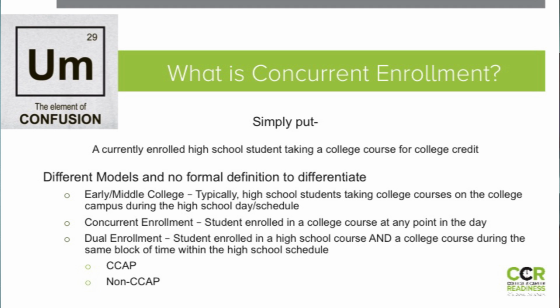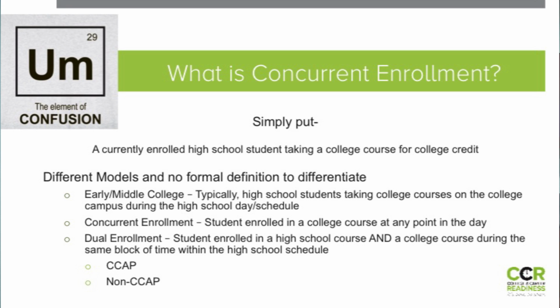So let's try and eliminate some of the element of confusion on this topic. Simply put, concurrent enrollment is a currently enrolled high school student taking a college course for college credit. That is the most simple definition of concurrent enrollment. There's a lot of different models for concurrent enrollment, and as I said, there's no formal definition really to differentiate, except for as it relates to new AB 288 CCAP agreements.